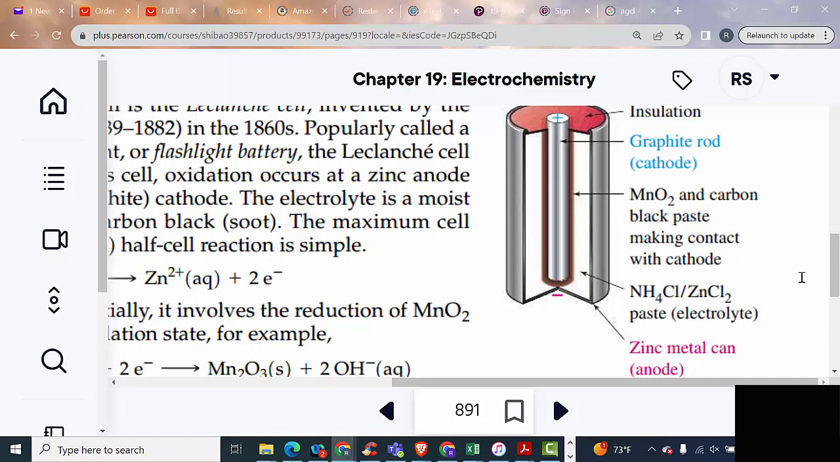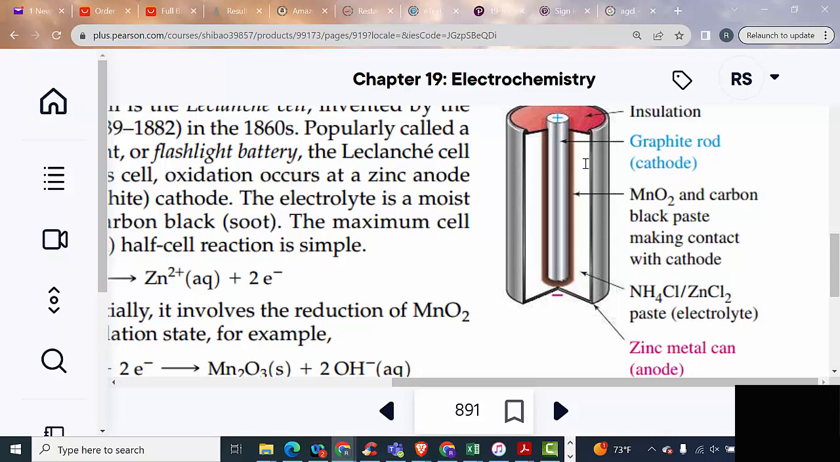And so the can is not made out of zinc metal. The can is coated with zinc metal on the inside. Zinc is a very soft metal. So this is like a steel can with zinc coated on the inside. And what we need to do is run a wire from the can to the cathode, and then the electrons can travel through an external circuit. There's no external circuit here. There is an internal circuit.